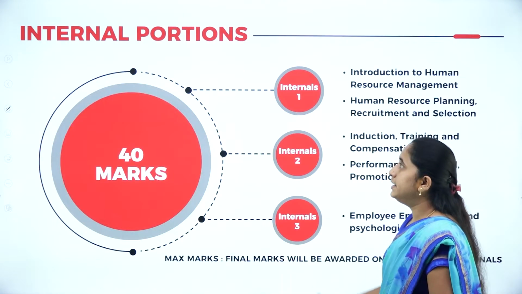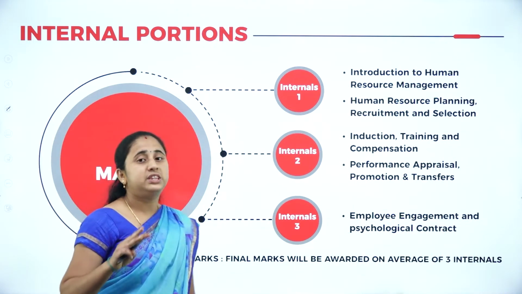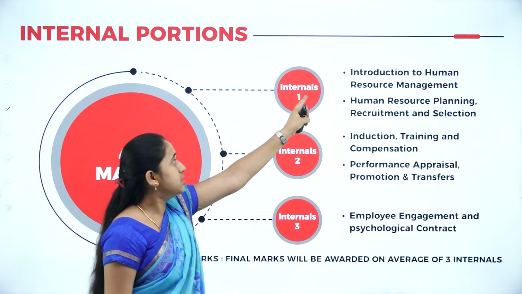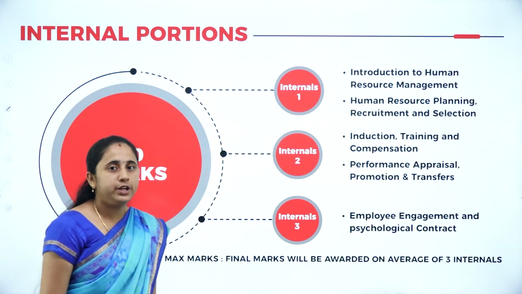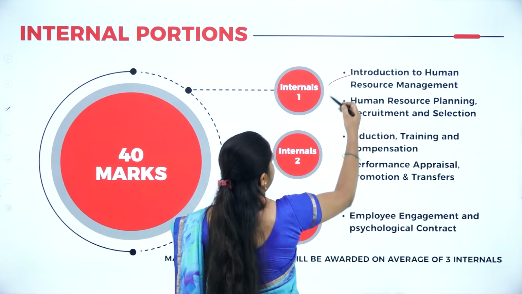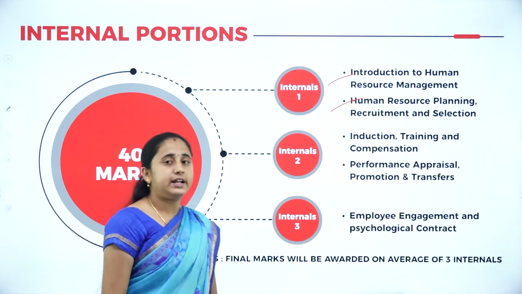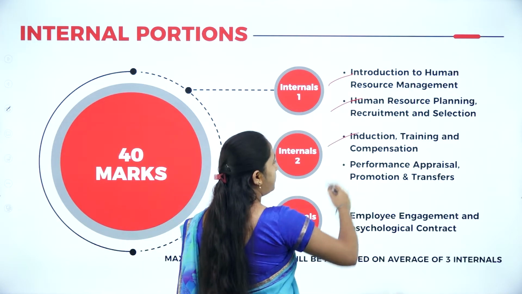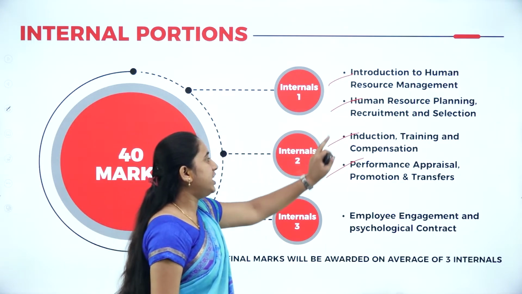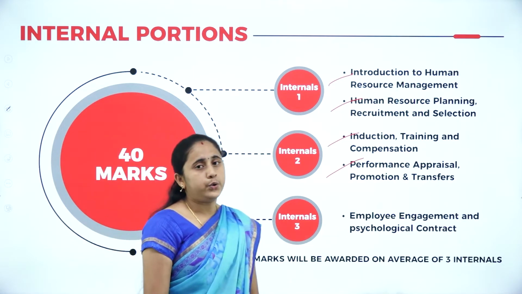Moving further, let us discuss your internals portion. This time you have 3 internals. The internal portion for the first internals is unit 1 and unit 2, that is introduction to human resource management, and human resource planning, recruitment and selection. For the second internals, induction, training and compensation, performance appraisal, promotion and transfer, that is unit 3 and unit 4. For the last internals, internals 3, you have unit 5.